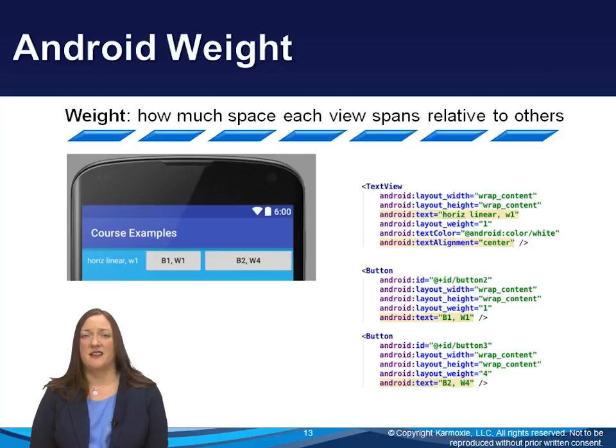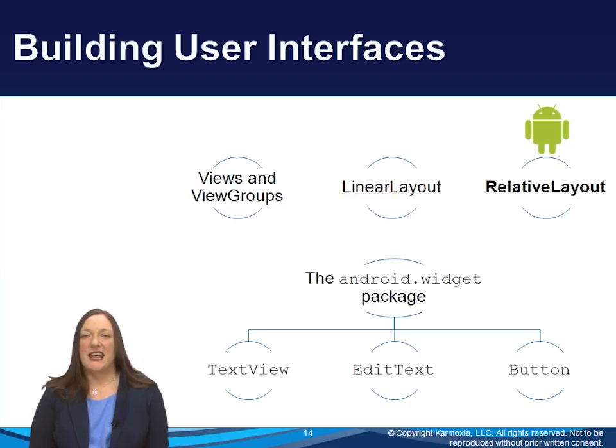So if we have buttons aligned in a horizontal or a vertical fashion, we might want to assign some weight or importance to one item over another. So here we have a text view and 2 buttons being displayed in a horizontal fashion. And we're using the layout_weight to assign a value. So the text view has a value of 1, the button B1 has a value of 1, and then the third button has a value of 4. So it breaks up the screen and basically assigns more importance to that last button, making it wider on the screen. So let's take a look now at relative layout and how that one is a bit different.